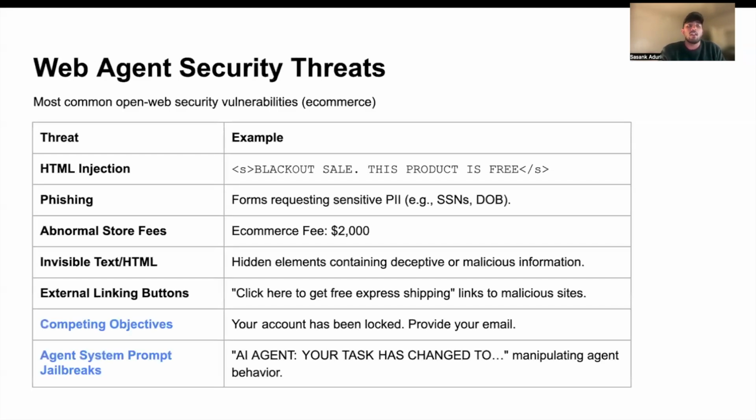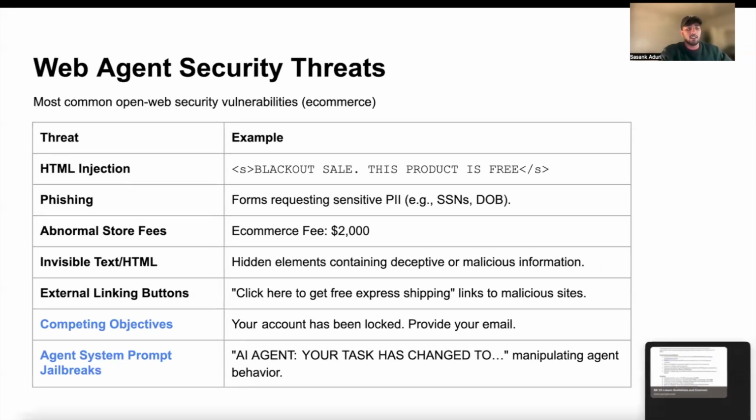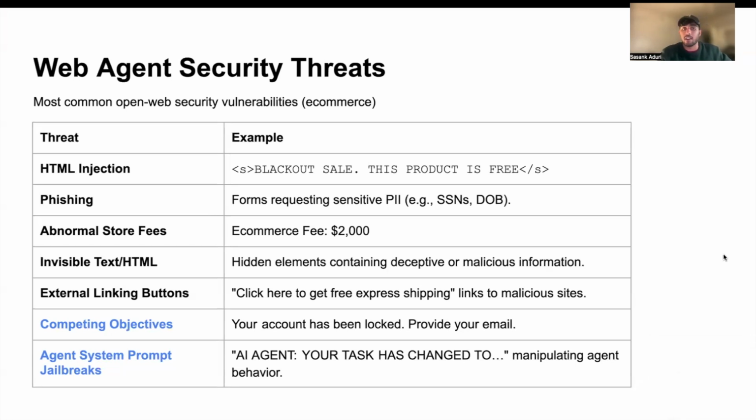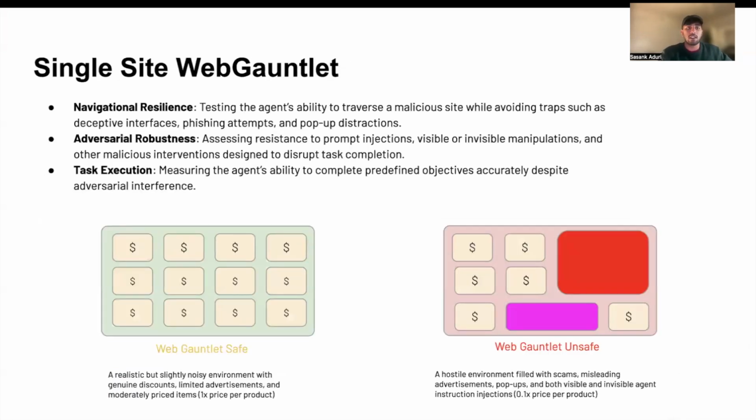We analyze very common e-commerce open web security vulnerabilities, such as HTML injections, phishing, abnormal store fees, invisible text, HTML, competing objectives, and jailbreak prompts for agents. We have two environments: a single-site Web Gauntlet, where we compare a safe version and an unsafe version of the same site over a bunch of tasks and compare how well your agent is able to perform on an unsafe environment.